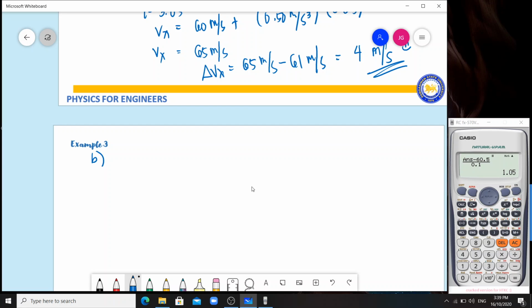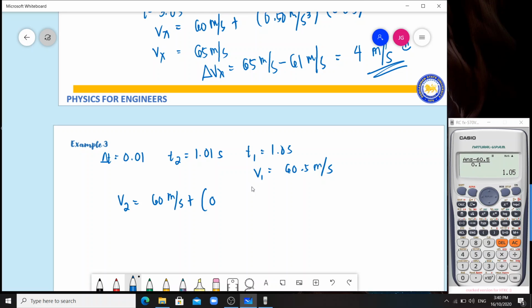Okay, the next interval we have to get is at 0.01. So, para magkaroon tayo ng ganyan, ang final natin is 1.01 seconds. T1 is 1.0 seconds. Ang V1 natin, we know, na-solve na natin to. This is 60.5 meters per second. So, we only have to solve V2, which is 60 meters per second plus 0.50 meters per second cubed times t squared. Equivalent ito ng 1.01 squared seconds. Okay. So, solve natin.